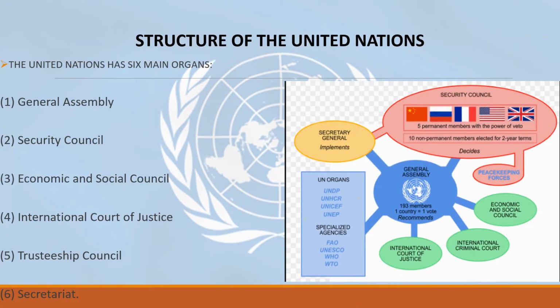Children, let us understand the structure of the United Nations, meaning the real formation or the framework of the United Nations. The United Nations consists of six main organs: the General Assembly, Security Council, Economic and Social Council, International Court of Justice, Trusteeship Council and Secretariat. Children, we are going to study each organ of the UN one by one in detail. So let's begin with the first organ, the General Assembly.